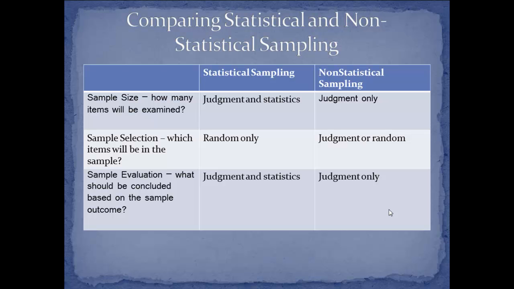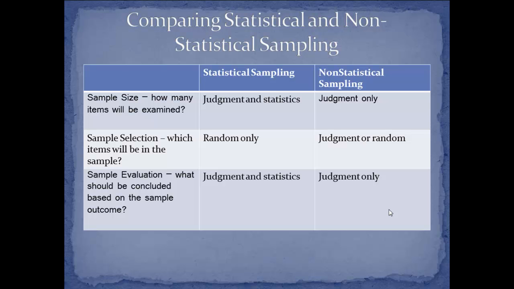So let's compare statistical and non-statistical sampling for a minute. Consider sample size, or how many items have to be examined. In statistical sampling, there's some auditor judgment in determining the parameters of the sampling, but then statistics determine the exact size. Whereas in non-statistical sampling, there's only auditor judgment. The audit program specifies, look at 15 of these, or look at 1% of the balance.